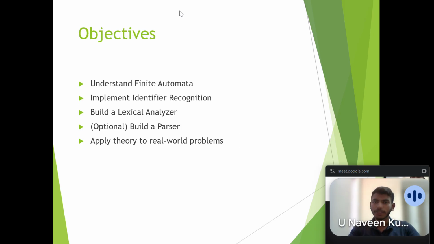Next slide, we have the objectives. First, understand finite automata, meaning learn how states and transitions work. Next, implement identifier recognition, meaning create logic to check whether variable names are valid or not. Next, build a lexical analyzer, meaning create a scanner for tokenization of program input. Optionally, build a parser, which is the advanced part to check grammar rules. Last, apply theory to real-world problems, meaning use automata concepts in practical software systems.